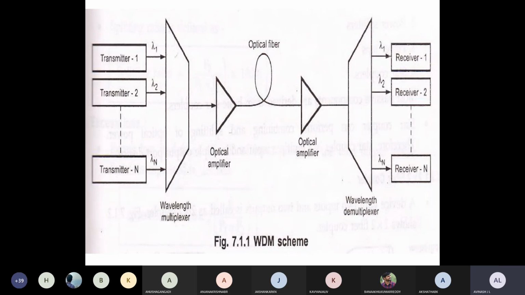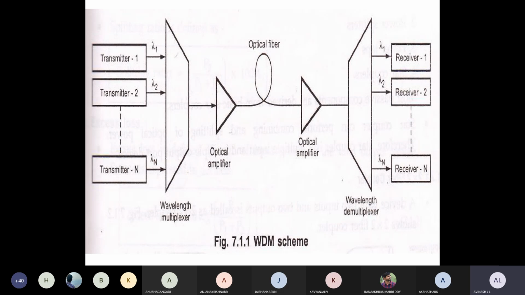Okay, so this represents the general WDM scheme. All those things, lambda 1, lambda 2 up to lambda n, are called the various wavelengths. We have fed all of these to the wavelength multiplexer. So n number of wavelengths have been multiplexed and only one signal will be taken as output. Okay, so one signal is taken as output.